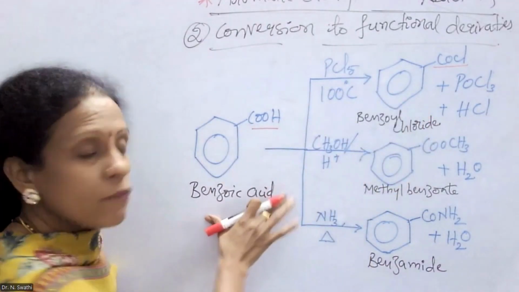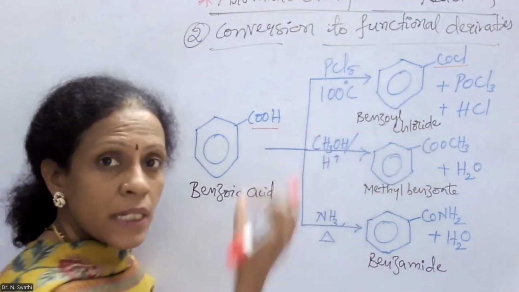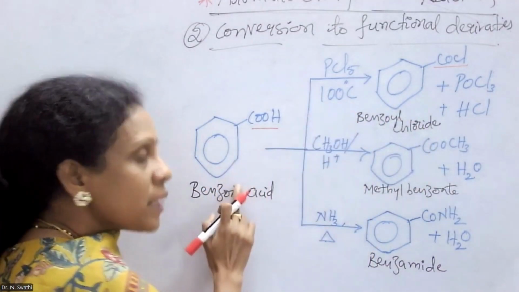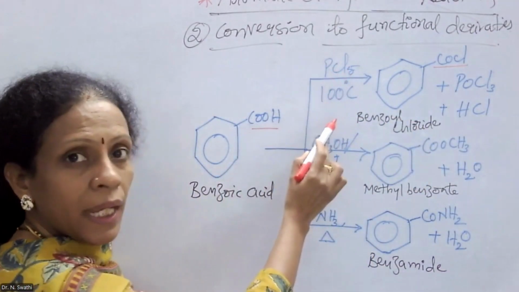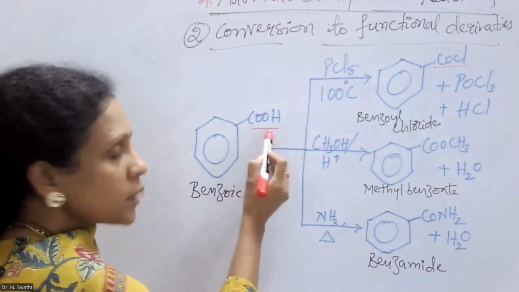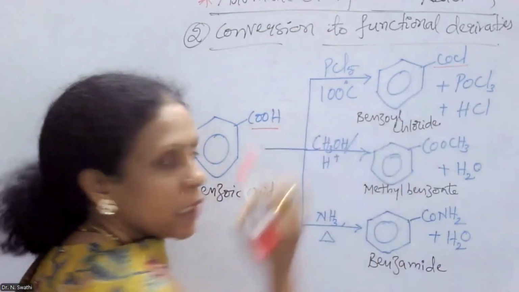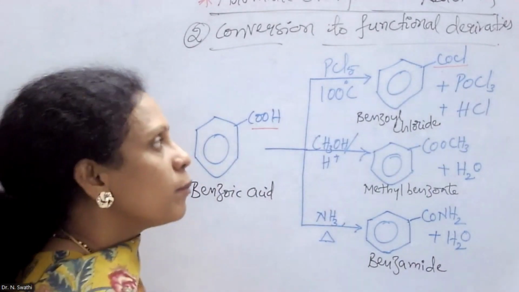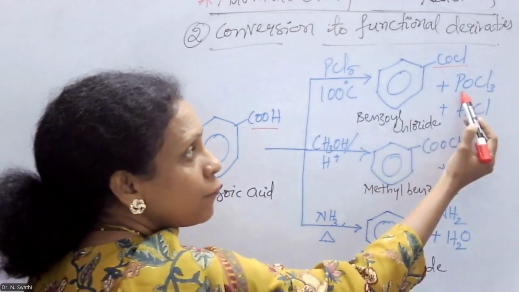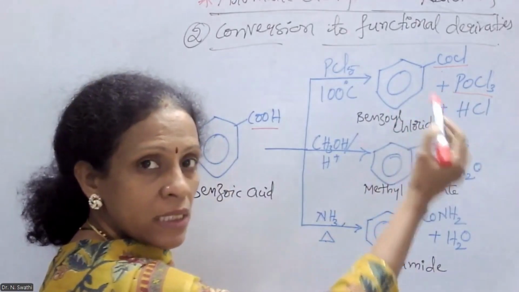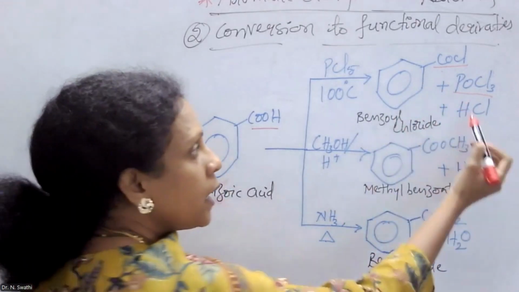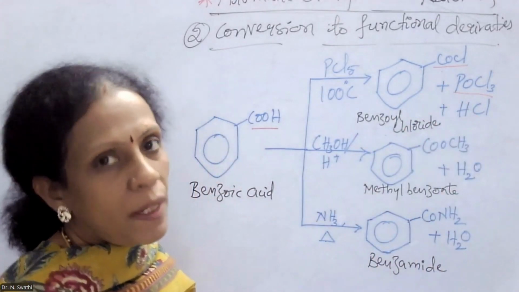That means benzoic acid will be converted to benzoyl chloride, which is an example of an acid chloride, by treating benzoic acid with phosphorus pentachloride at 100 degrees. So here the carboxylic group is replaced with a COCl group. That is how the corresponding acid chloride is formed. And in this reaction, phosphorus oxychloride, POCl3, and hydrochloric acid are formed as byproducts.